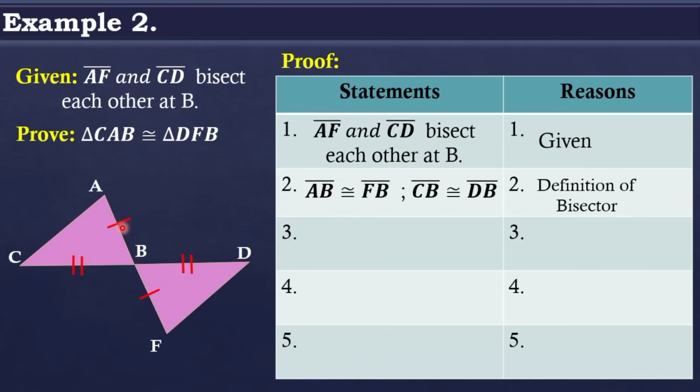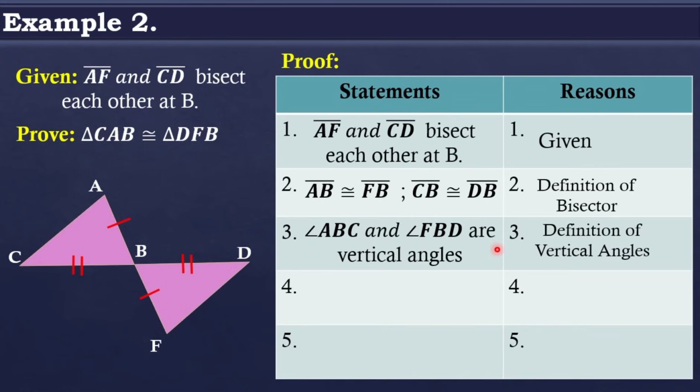Next, so from here, meron na tayong dalawang sides. So ano pa kaya yung pwede nating ilagay na statement to prove that these triangles are congruent? Okay? So since meron ka dito, present dito ang vertical angles mo, so, pwede yun ang ilagay mo. So, number 3, angle ABC and angle FBD are vertical angles. So, that is by definition of vertical angles. Okay? So, etong dalawang to are vertical angles.